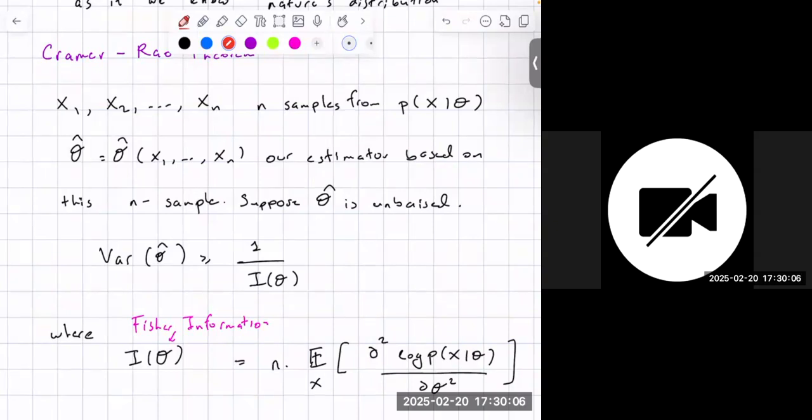You plug in the data to your predictor. It gives you some estimation, okay? And suppose this is unbiased in the sense that, if I had so much data, in expectation this will spit out the correct thing, okay? Fine. Then with this many data points, what do I know about the variance? We know it's always going to be greater than or equal to 1 over some information quantity.